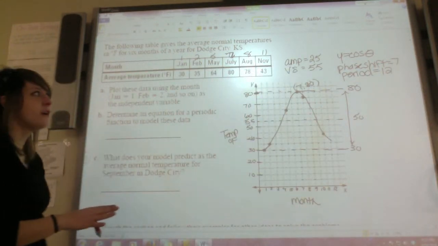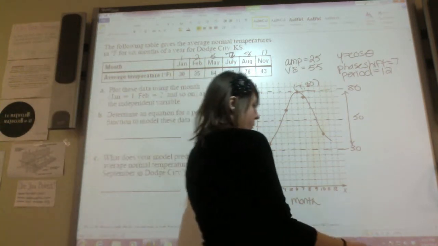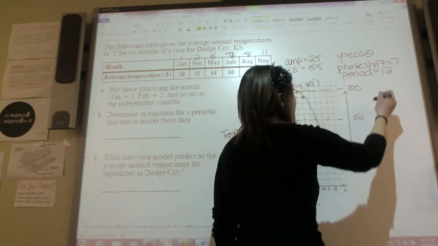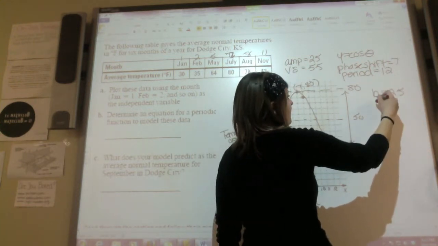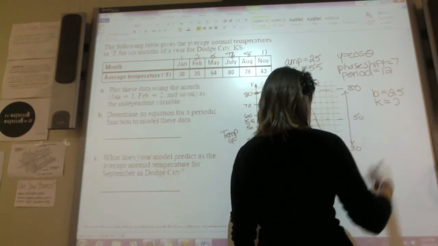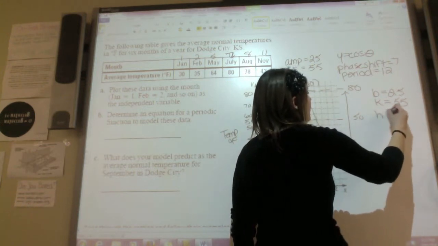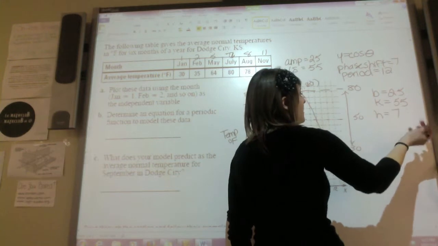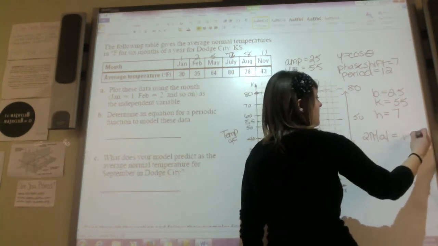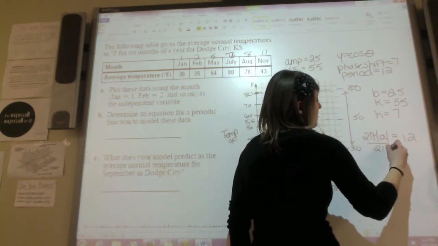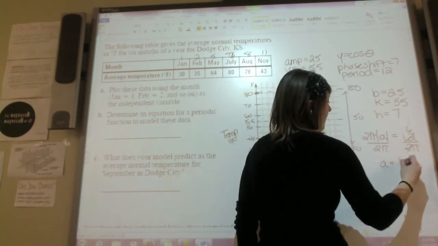Okay, so now I have to use all of those values, and I need to come up with an equation. So I need to know my A, B, H, and K values. Well, remember from my formula sheet, my B value is just the amplitude, so that's going to be 25. My K value is my vertical shift, so that's going to be 55. My H value is my phase shift, so that's going to be 7. And then for my period, remember that 2 pi times A equals my new period, so my new period is 12. If I divide that by 2 pi and simplify, I get 6 over pi for my A value.